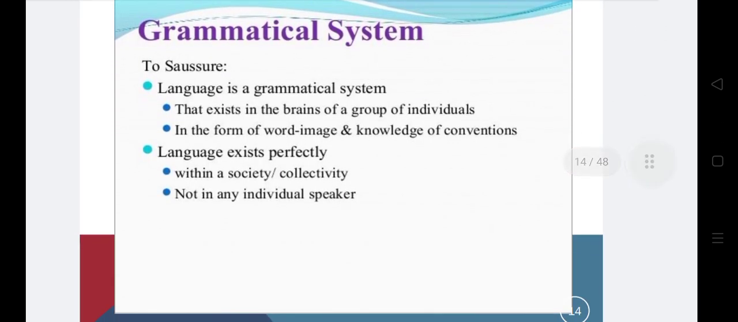What is a grammatical system? According to Ferdinand de Saussure, language is a grammatical system that exists in the presence of a group of individuals in the form of word images and knowledge of conventions. Language exists perfectly within a society or collectively, not in any individual speaker.